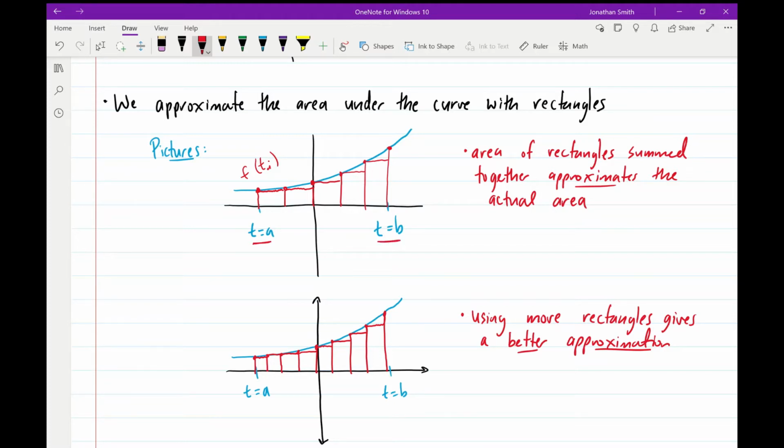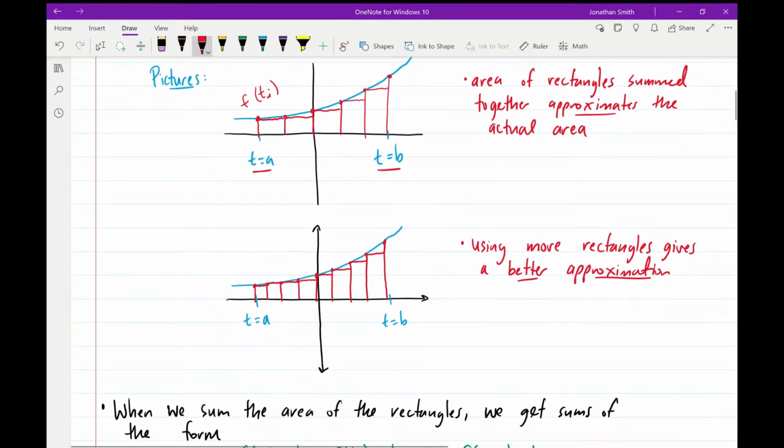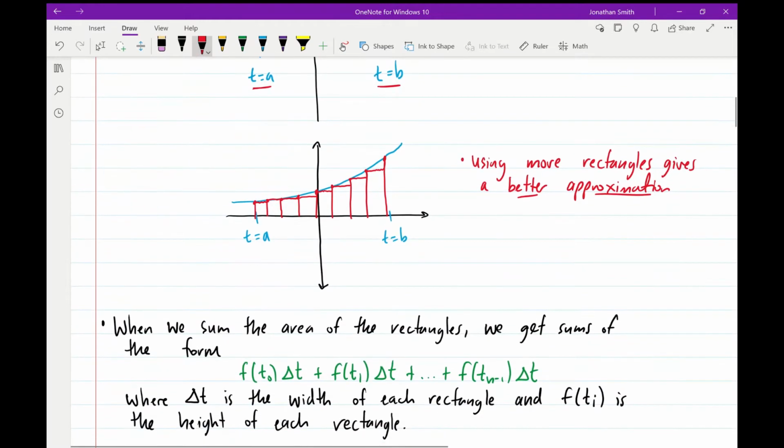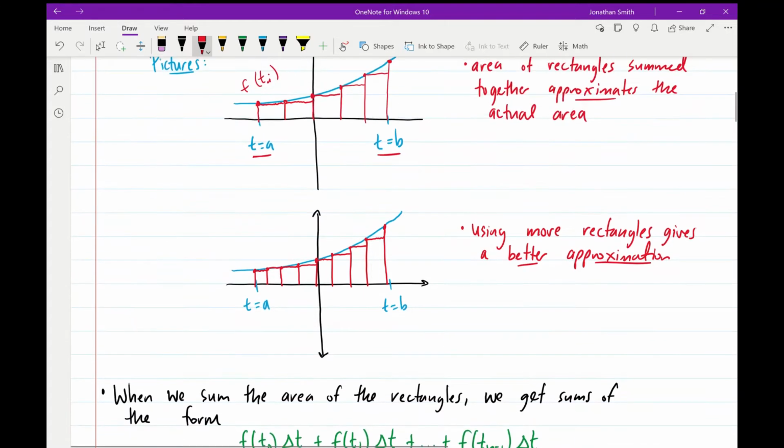So in this first example, we're using 5 different rectangles to approximate this area. And the approximation is pretty good when we're using 5 different rectangles. But if we want to get a better approximation, we can increase the number of rectangles that we're using. So in this case, it looks like we're using 8 rectangles. And you can see that the difference between the actual area under the curve and the area that's summed up with all of the rectangles is much closer in the second case than it is in the first case.